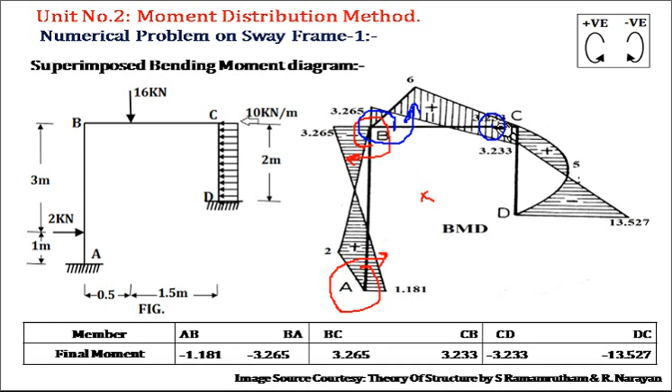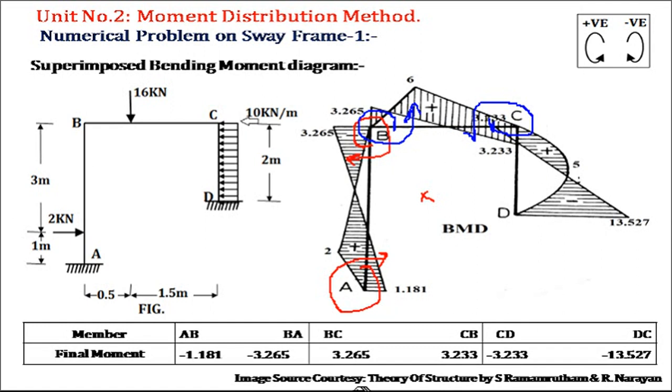Now the moment in member CB is plus 3.233. Plus means you have to rotate the joint C in anti-clockwise direction. So I'll rotate the joint C in anti-clockwise direction and it should cut the member once. So the value 3.233 is downward of joint C. Join it by a straight line. Here also it is joined by a straight line.